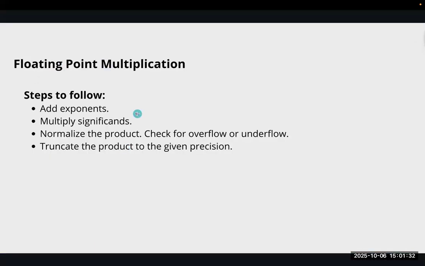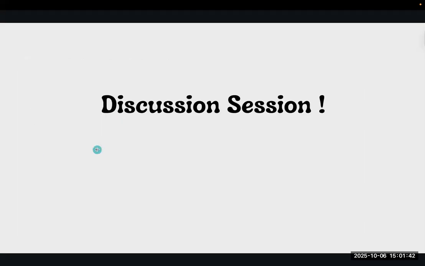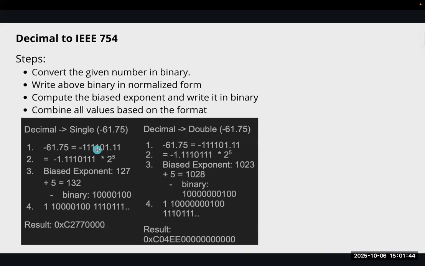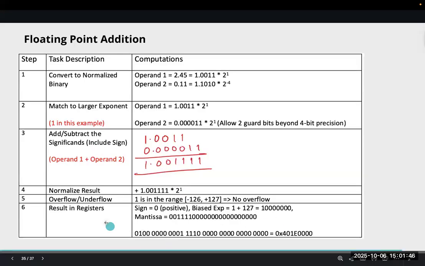And then how to do the multiplication? It's pretty much the same thing. You add the exponents, multiply significands, normalize the product, and truncating means doing this mantissa sign thing. You just need to arrange it in the correct form.